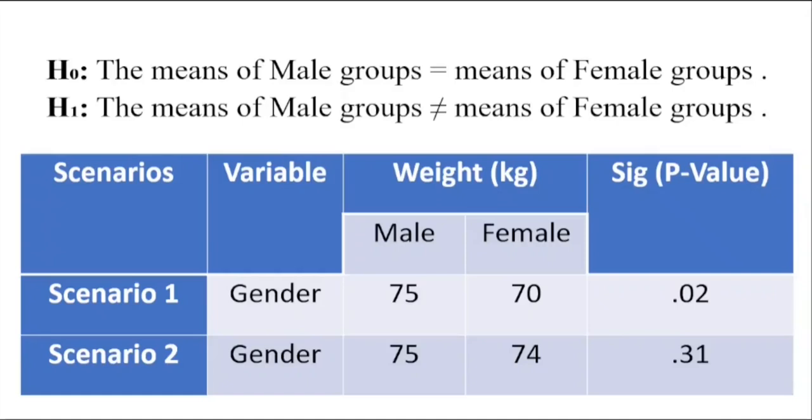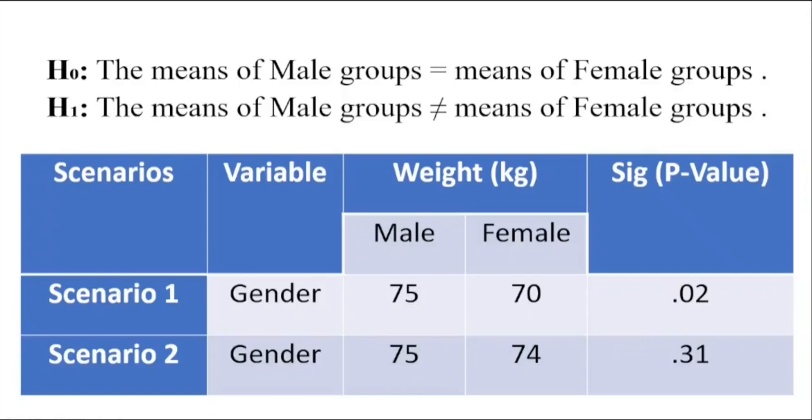In scenario 2, the average weight for males remains at 75 kg, while the average weight for females is now 74 kg, which is a difference of only 1 kg. The p-value for this comparison is 0.31, which is greater than the standard significance threshold of 0.05. According to the general rule, if the p-value is greater than 0.05, there is no statistically significant difference.